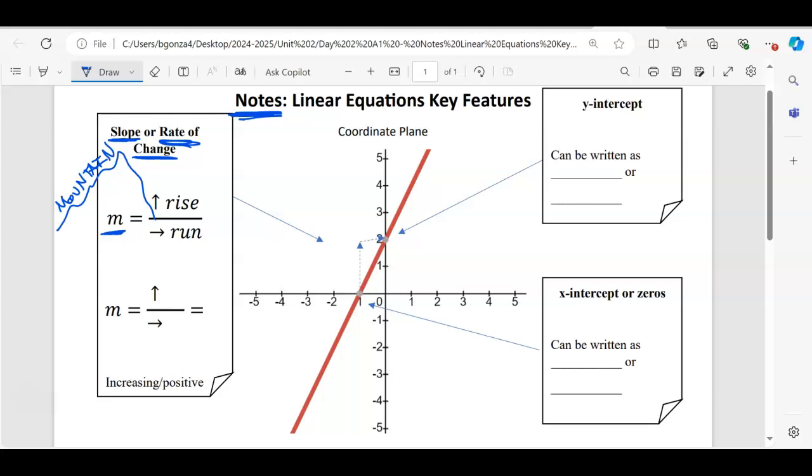Now, what is slope? Well, it tells us right here. Slope is rise over run. Have y'all heard that before? Rise over run. Okay.